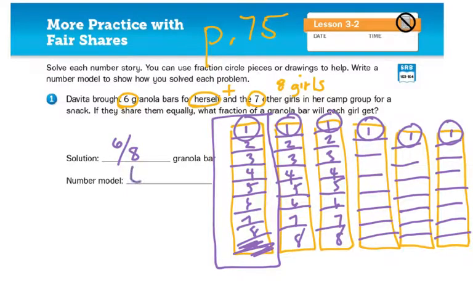So what we did is we took 6 granola bars and we divided it among 8 students or 8 friends, and we got 6/8. So when we take a number 6 and divide it by a larger number, we get an answer that is less than 1.